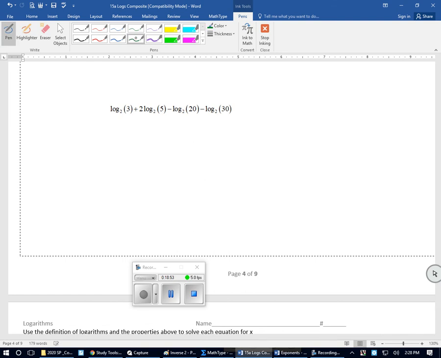Let's see. Coefficients become exponents. Addition becomes multiplication. Subtraction becomes division. Now, you're going to get a fraction or a decimal if you just type that into your calculator, and you're going to have to find some way to turn that into a fraction. Remember that 5 squared is 25. And I'm going to do it the old school way.